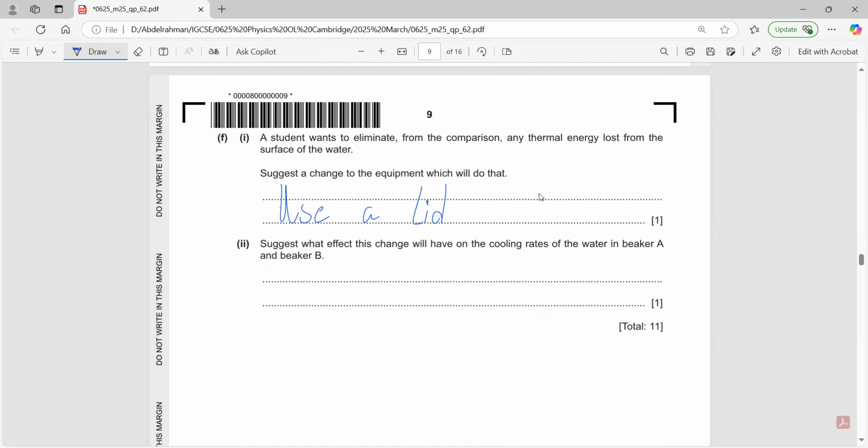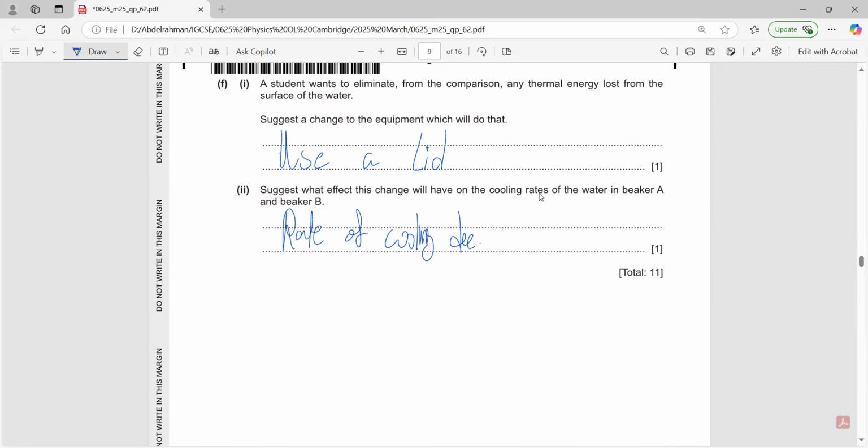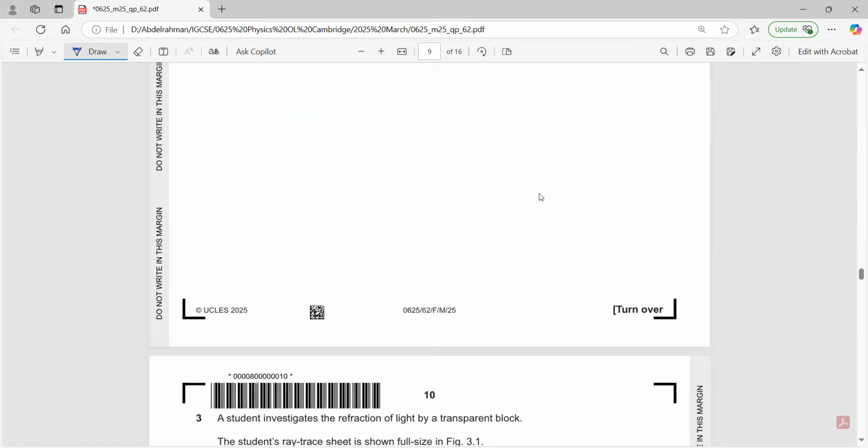Suggest what effect this change will have on the cooling rates of the water in beaker A and beaker B. When you use a lid, what will happen to the rate of cooling of the water? Definitely, it will decrease. The rate of cooling decreases. The amount of energy lost per unit time decreases.